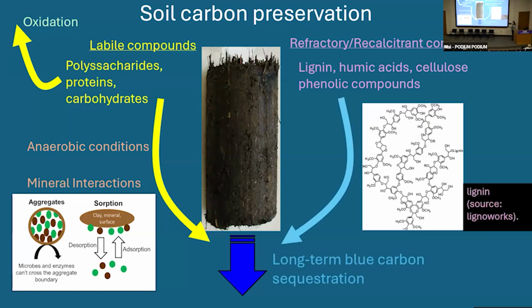But the majority of carbon that is considered sequestered over the long term is refractory, and that is made up of compounds like lignin, humic acid, cellulose, complex compounds that are more difficult for microbes to decompose.